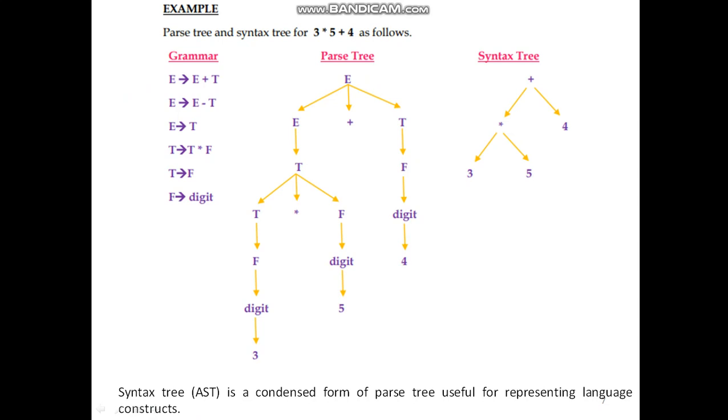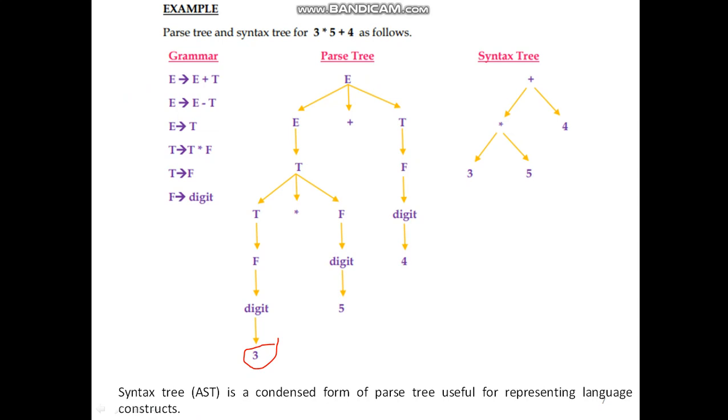See, whenever I am seeing this input 3, it will first of all be reduced to this digit, then this digit will be reduced to F, which will be reduced to T. Similarly, this 5 will be reduced to digit, then reduced to F, and whenever it is T * F, by using this production I can reduce this T * F to T. So this entire parsing process is shown in this parse tree.